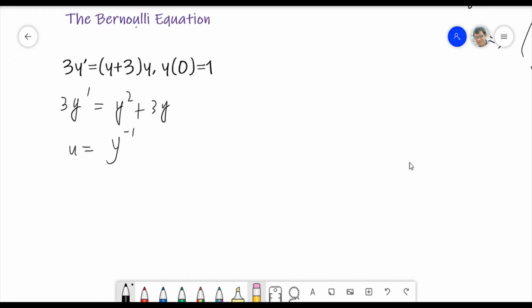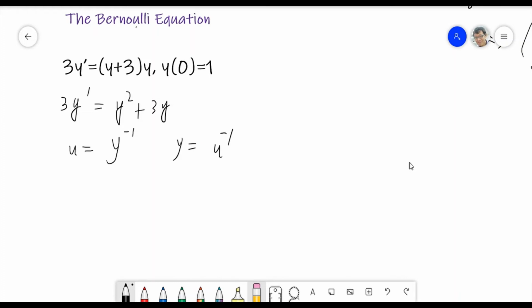So we can write it as what? Since u equals y to the negative 1, y equals u to the negative 1 as well. Am I right? Yes, definitely that's right.